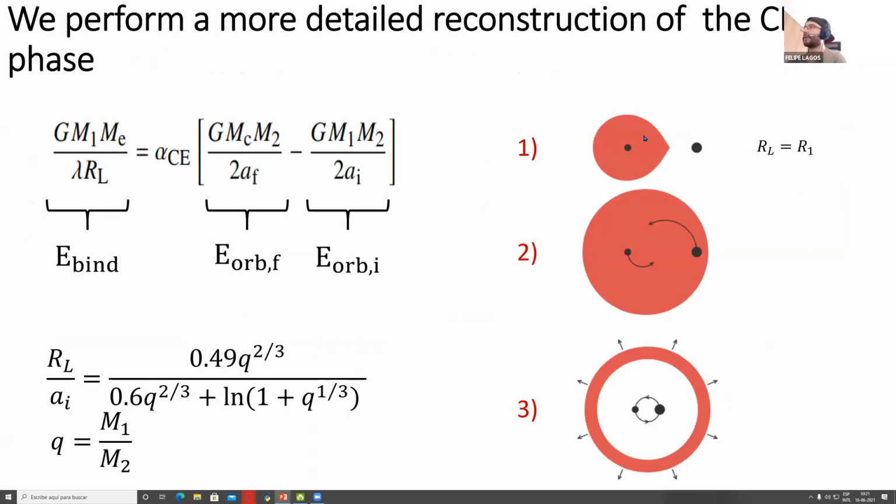Here, right? Yeah, because this assumption is made at the onset of the common envelope evolution. This means when the radius of the star is equal to the Roche lobe radius.